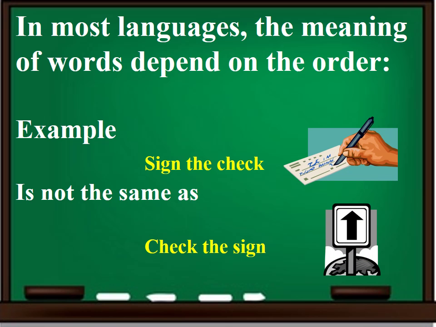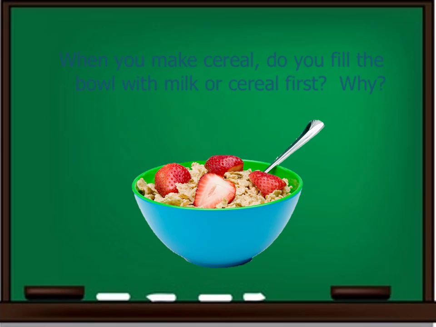In most languages, the meaning of words depends on the order that you're saying them. In English class, for example, "sign the check" is not the same thing as "check to sign." We've just swapped the words around and it has a completely different meaning. The same type of thing can apply in mathematics.